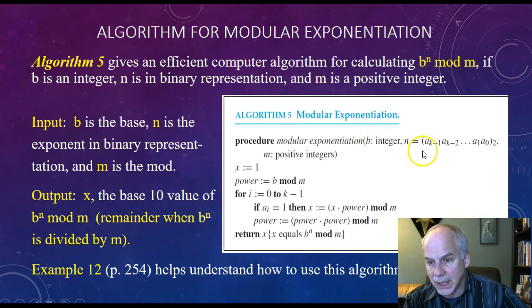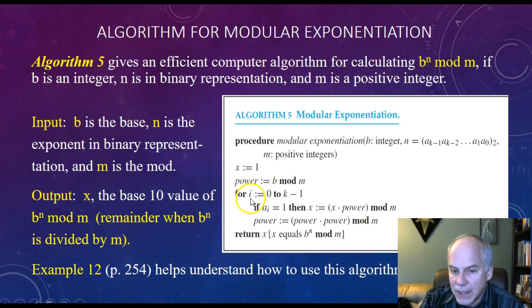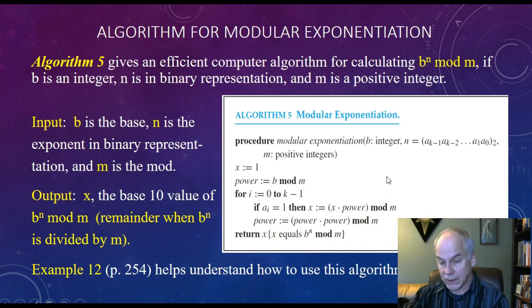It inputs b, and n has to be a bunch of binary digits, 10101010, all of those things, base 2. And then it goes and does this. It sets the power equal to b mod m. So that's the remainder when you divide b by m. All right. And then it goes from 0 to k minus 1. And then it just successively increases what x is and increases what the power is. It just keeps doing that, but it's always finding the remainders, mod m. Both of these expressions find the remainders.